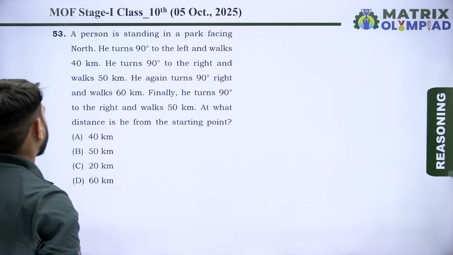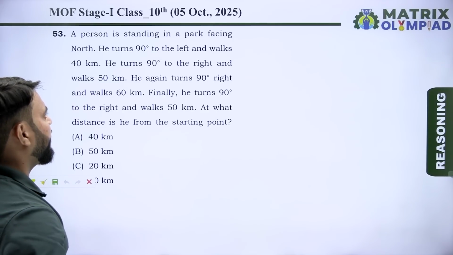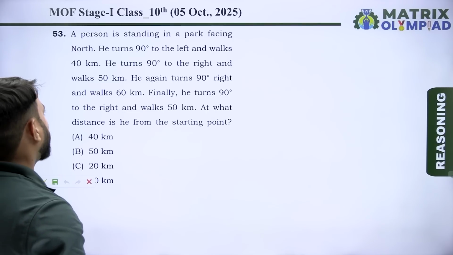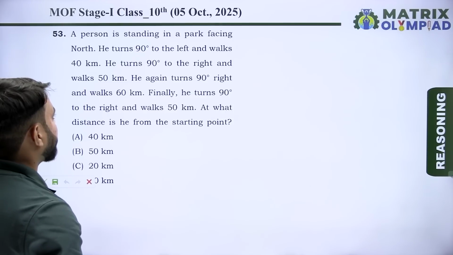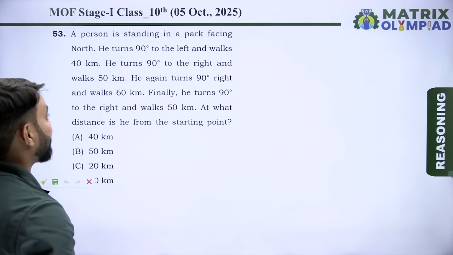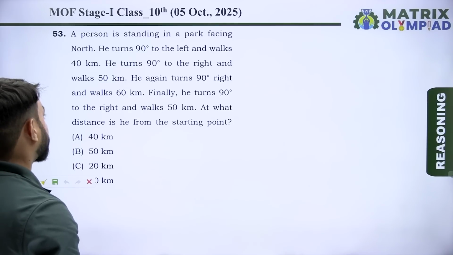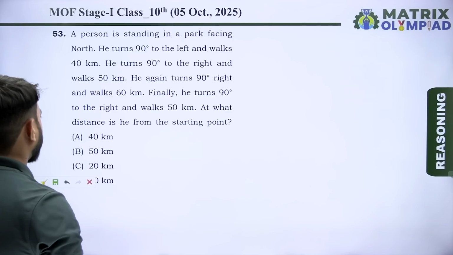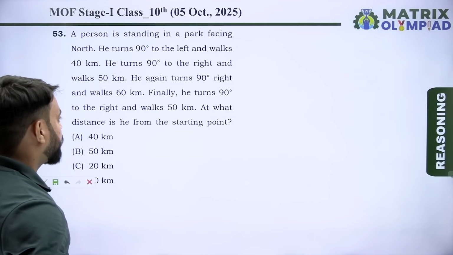So now next question is question number 53. A person is standing in a park facing north. He turns 90 degree to the left and walks 40 kilometer. He turns 90 degree to the right and walks 50 kilometer. He again turns 90 degree right and walks 60 kilometer. Finally, he turns 90 degree to the right and walks 50 kilometer. At what distance is he from the starting point?